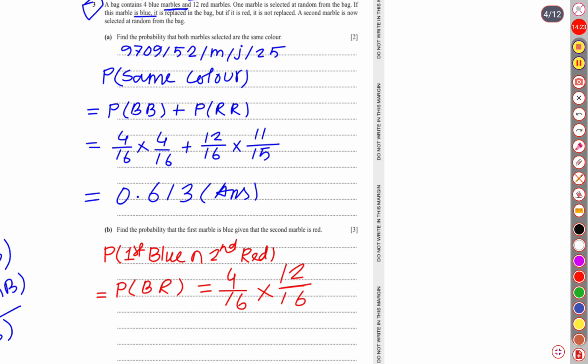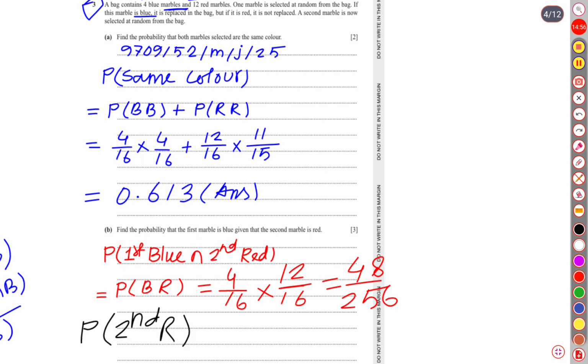So finally we are going to see that our probability is 48 over 256. Well, then the second component of our probability, that the second one is red. Okay, for second one is red, probability of second red.